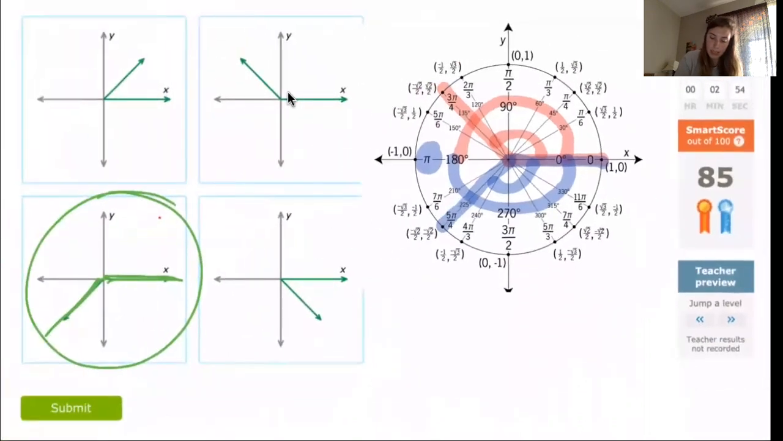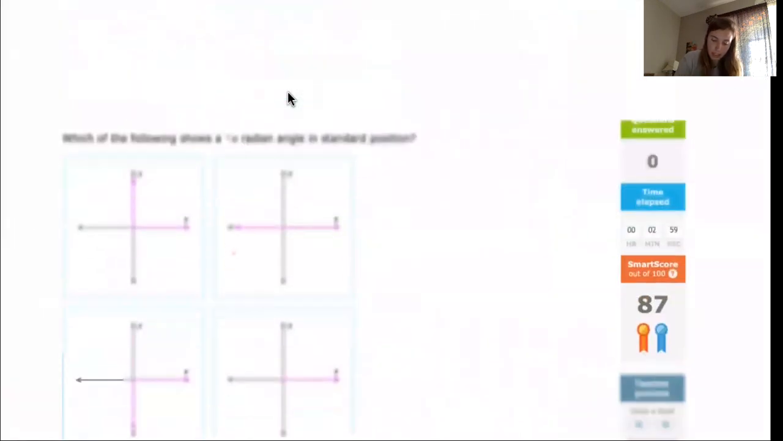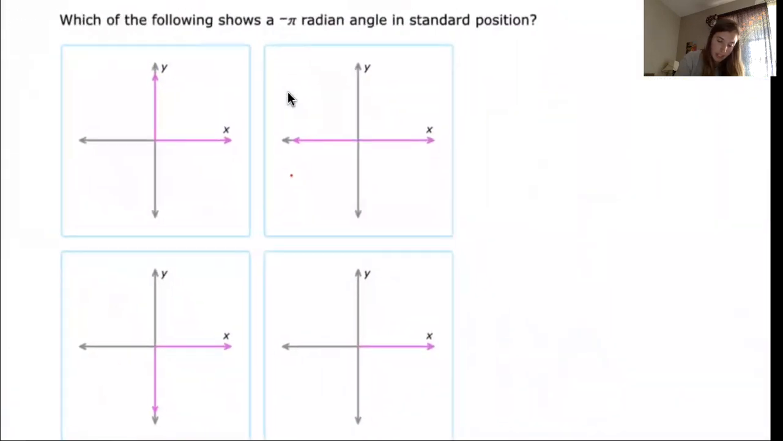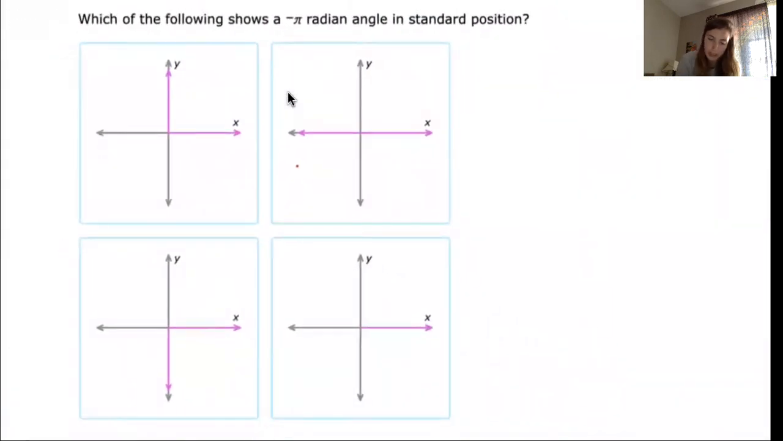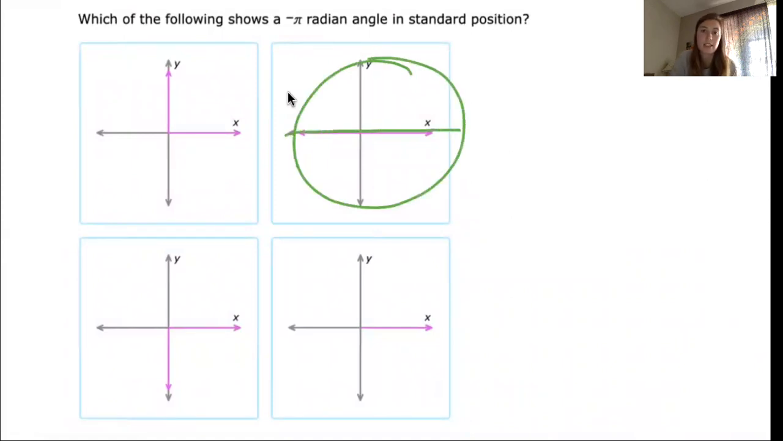That's one case where it's going to be symmetrical. So if I look down here, negative pi radian angles, it's just going to be that straight line like we just saw. So the pink line is just on the x-axis like that, because pi radians is over here. So your angle is actually just a 180 degree angle, which is a straight line, which is why it doesn't look like a real angle, but it is.